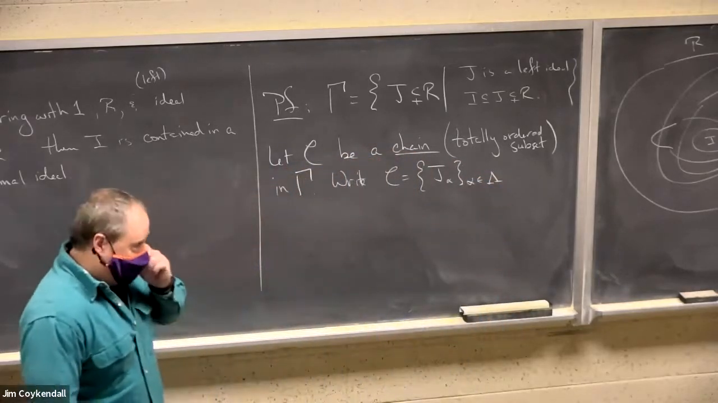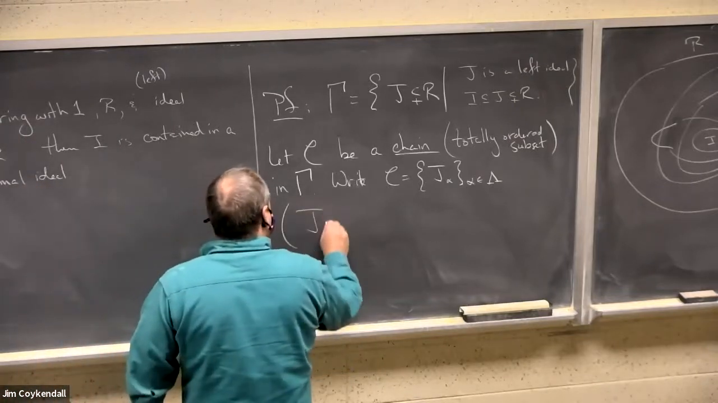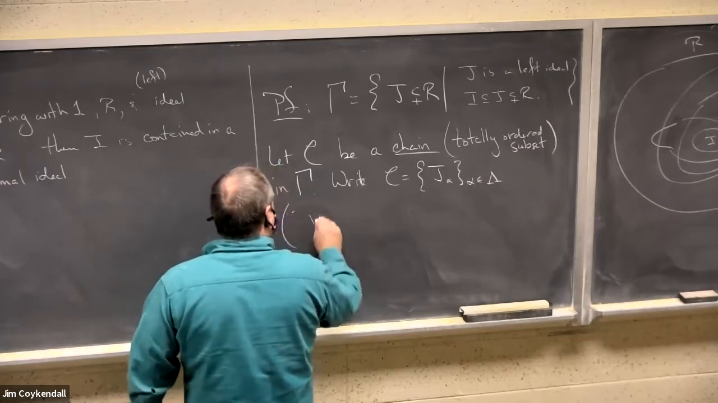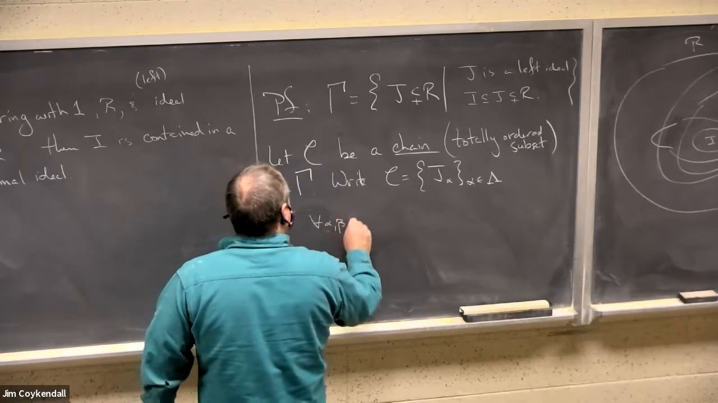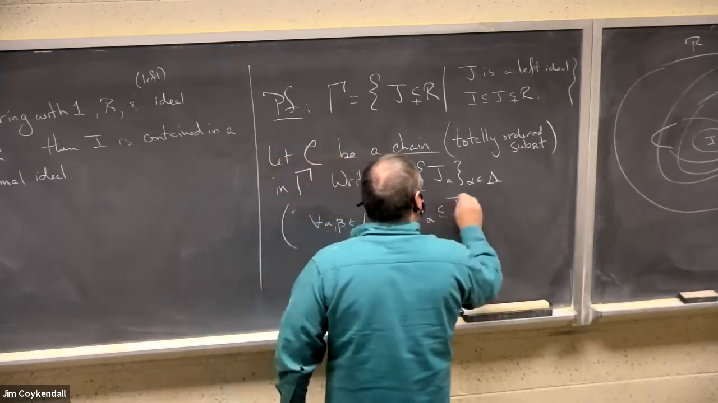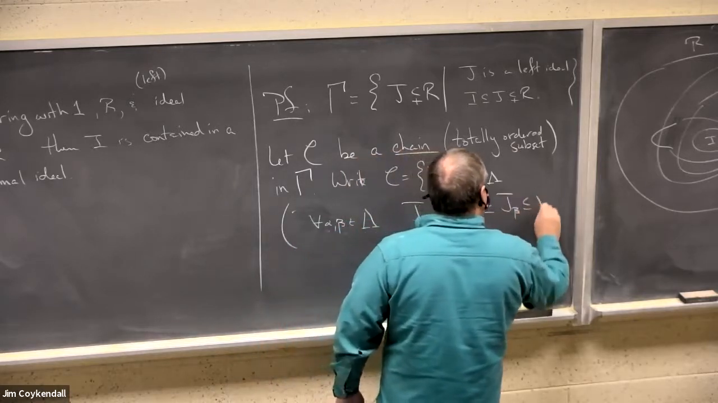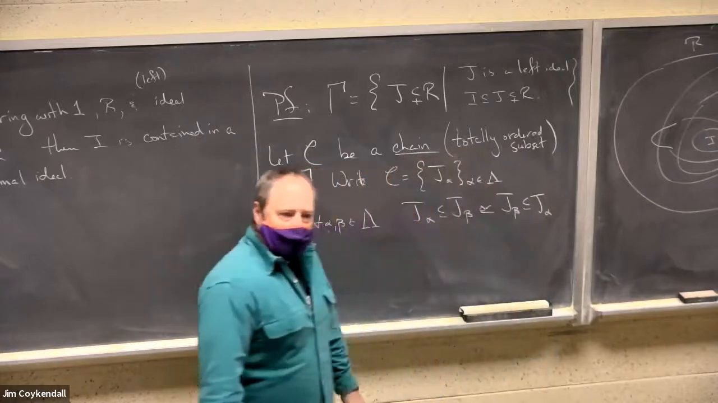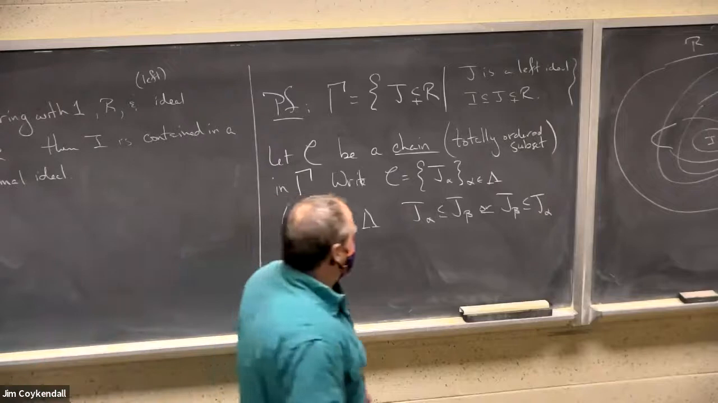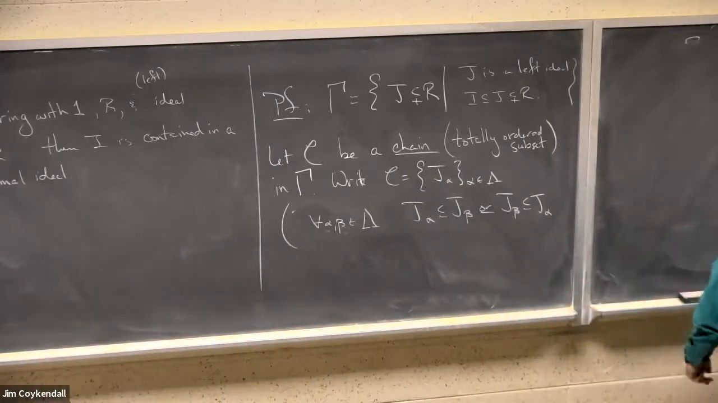So here's our chain, and the fact that it's a chain means that for all alpha and beta in this index set, one of these two things must be true: J alpha is contained in J beta or J beta is contained in J alpha. Pull out two of these ideals at random, and one of them contains the other.